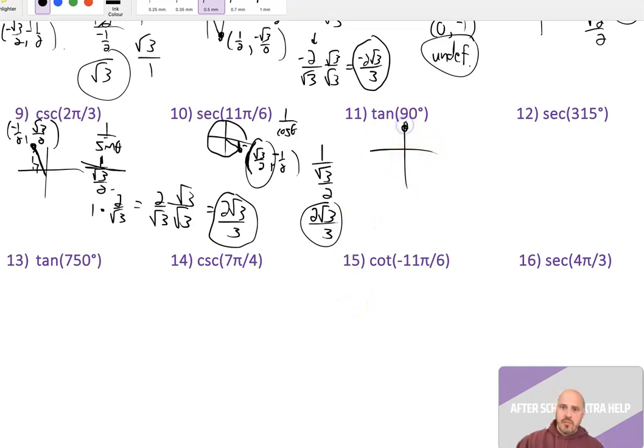Tangent, 90 degrees, right? I'm up here. Well, what are the coordinates there? I didn't move left or right, so 0 for x, 1 for y. Tangent is y over x, right? Opposite over adjacent. Well, I get y is the 1, x is the 0. Uh-oh, bad. Undefined is my answer.